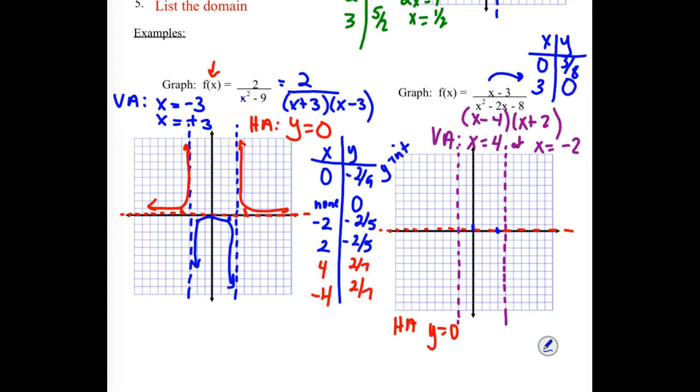Based on those 2 points, the y-intercept is showing me that I am just a little bit above the x-axis, but the x-intercept is saying I do cross through the x-axis at 3. Knowing where my vertical asymptotes are, I can expect that I have some kind of graph coming down like this, hitting that y-intercept, coming around and crossing through the x-axis at the x-intercept. Okay?